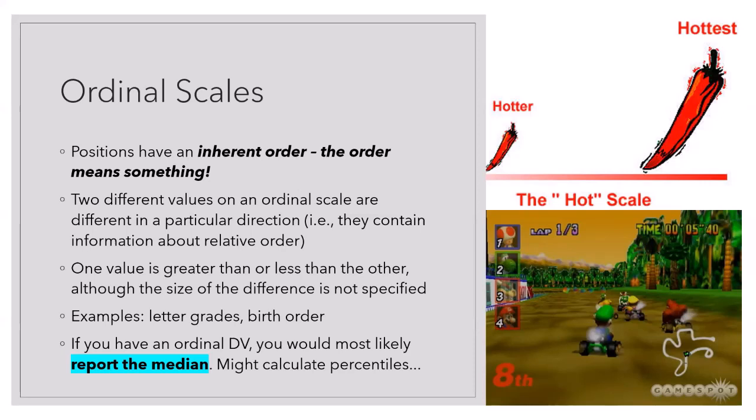If you have an ordinal dependent variable, you would most likely report the median. You could calculate percentiles, but we won't be going over how to do that, and that isn't expected. I doubt many of you will have ordinal scales for your dependent variable or independent variable anyways. But please see me if you do and you have further questions about it.